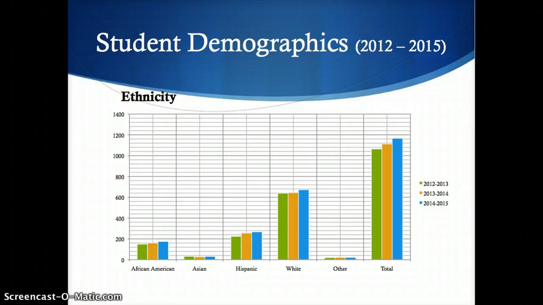Now let's take a look at our student demographics. You can see from this vertical bar graph how our student demographics have changed since 2012. Notice that the total number of students at our school have increased each year at about the rate of 75 students per year. Another important fact is that our minority populations have increased at a higher rate over the last 3 years. It's important for us to notice these trends as we prepare for what type of students we will have in the future.